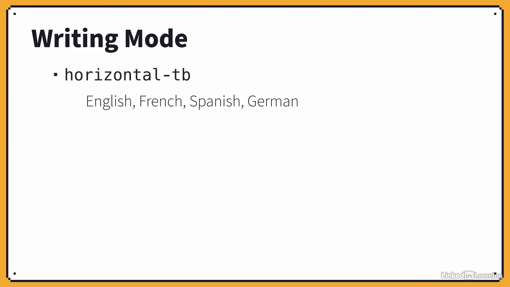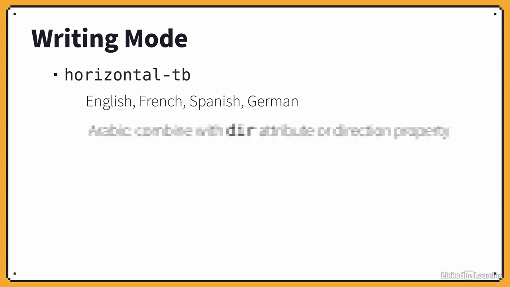Horizontal TB means horizontal top to bottom. That would include languages like English, French, Spanish, German, and Arabic. Arabic is also right to left, so to include Arabic on your page, make use of the CSS direction property and/or the HTML dir attribute.